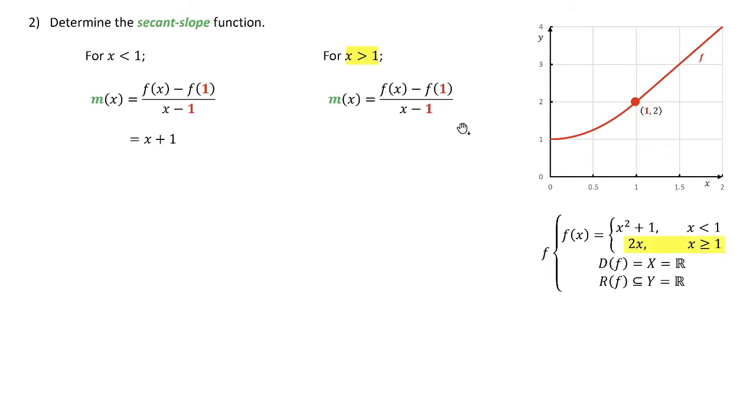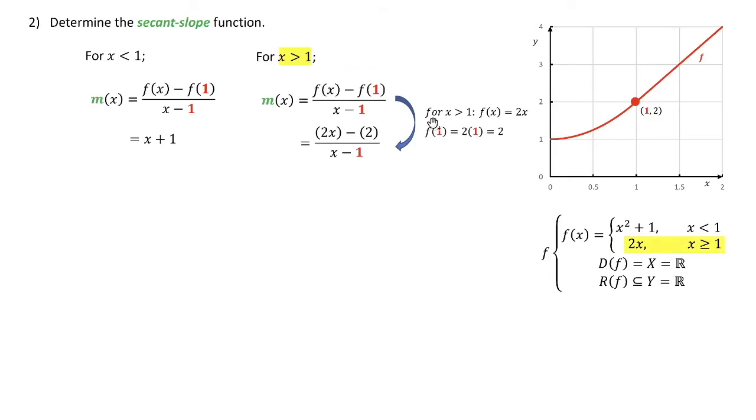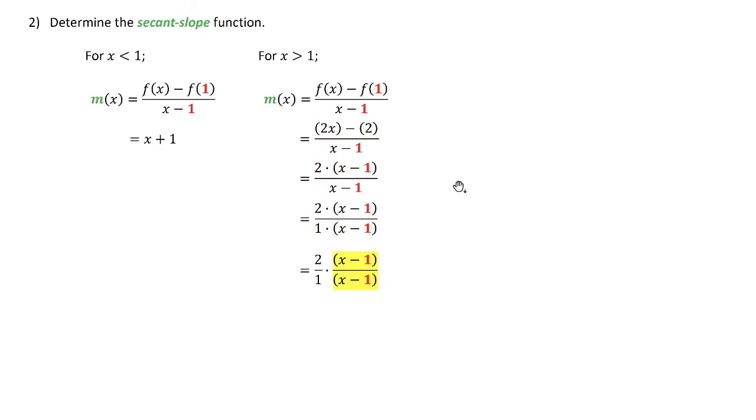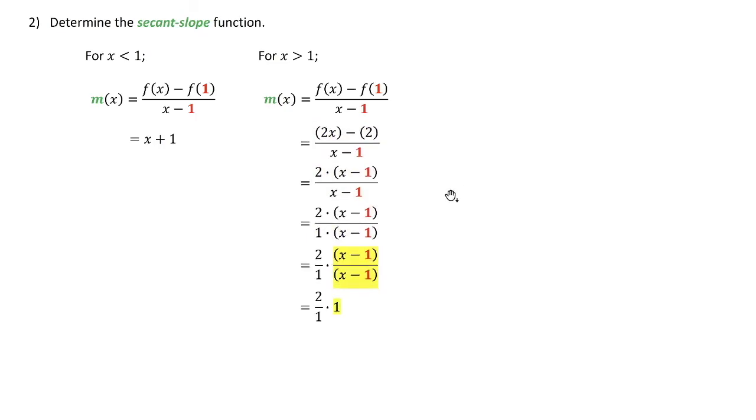So I just substitute in the rule, right? For x greater than 1, f of x is 2x. I have the data point, f of 1 equals 2, so I just substitute that information in, factor out the 2, perform the cancellation, and the slope function for x greater than 1 to the right there is 2.